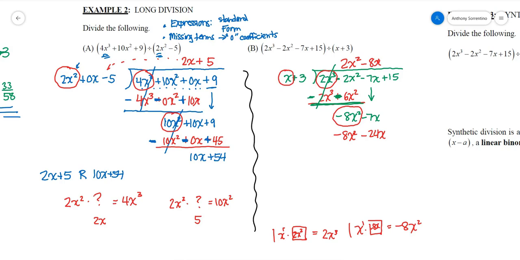Again, I'm going to carry through the subtraction. Since I'm going to be subtracting, this becomes a plus because it's going to have a sign change, minus a negative, and same thing with this. These cancel. Negative 7x plus 24x becomes 17x. And I bring down the 15. Now, this is going to be my last one. I'm going to have a remainder after this.